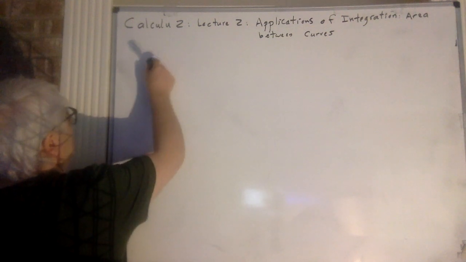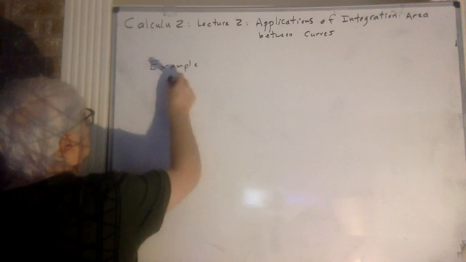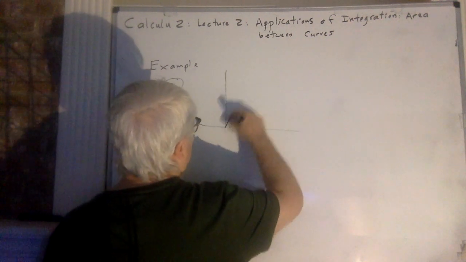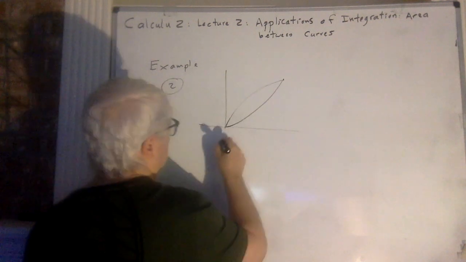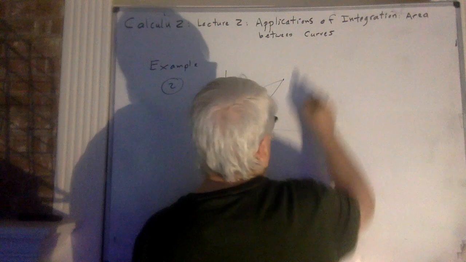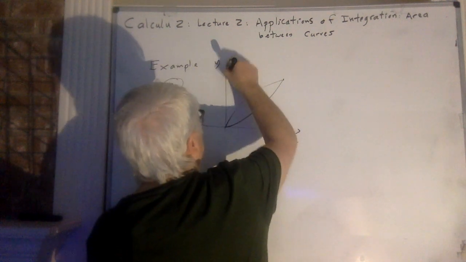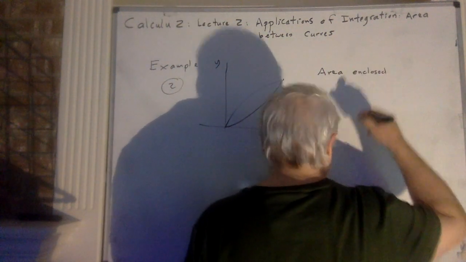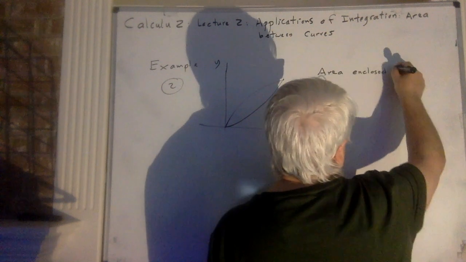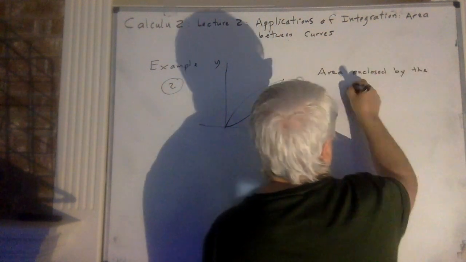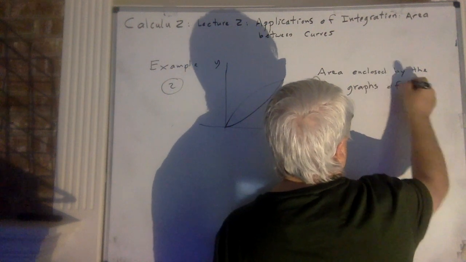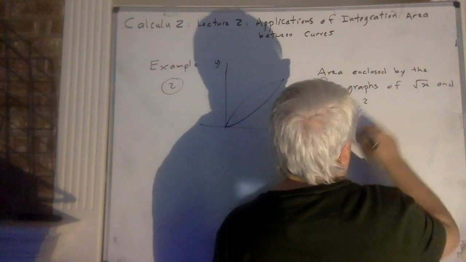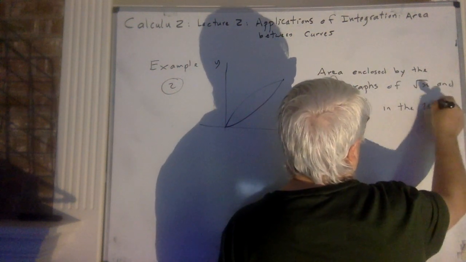So example 2. This one is area between, say, area enclosed by the graphs of square root of x and x squared in the first quadrant.